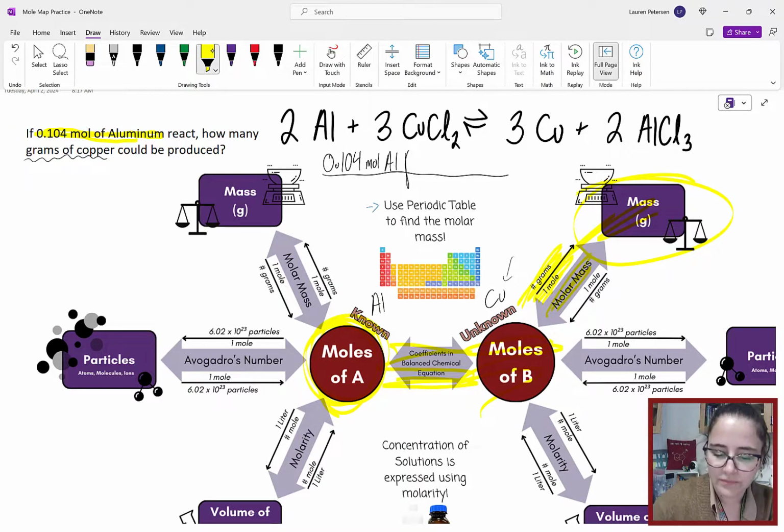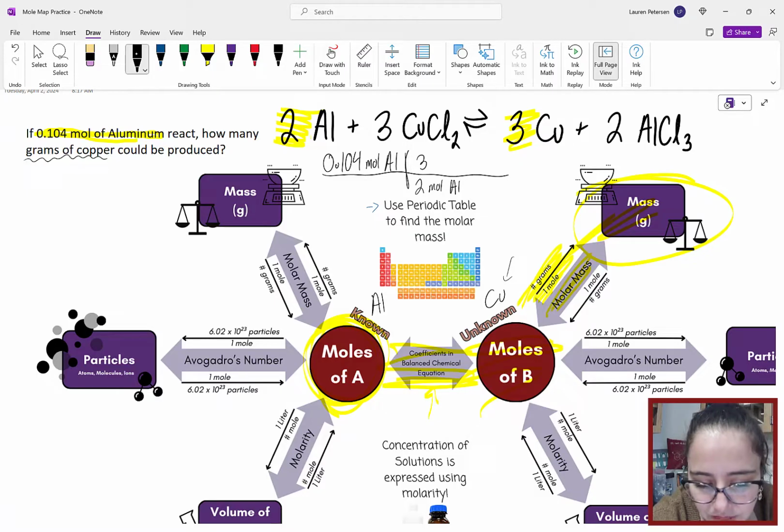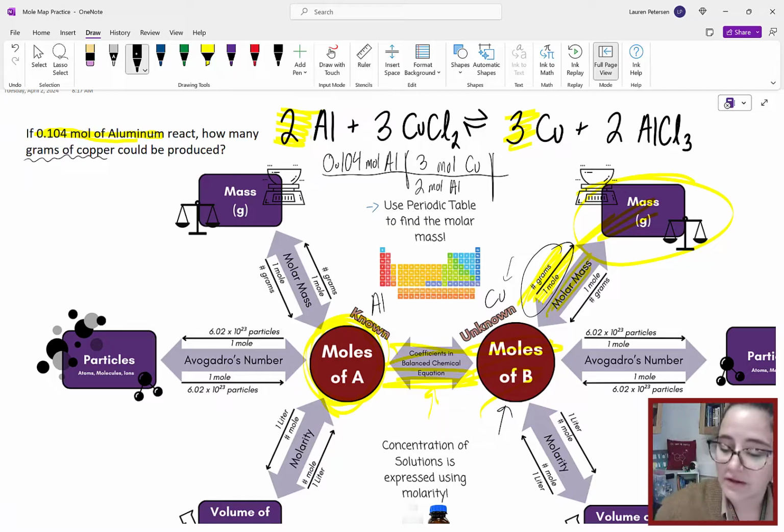Okay. So starting with the coefficients in the balanced chemical reaction, we're talking about our known, which is aluminum, has a coefficient of 2, and copper has a coefficient of 3. That tells us for every 2 moles of aluminum that react, we will get 3 moles of copper. Okay, and now we're at moles of copper. We got one more step, which is the number of grams per mole, and again, that's the molar mass. So the molar mass of copper is 63.55 grams per mole. That's going to go on top.